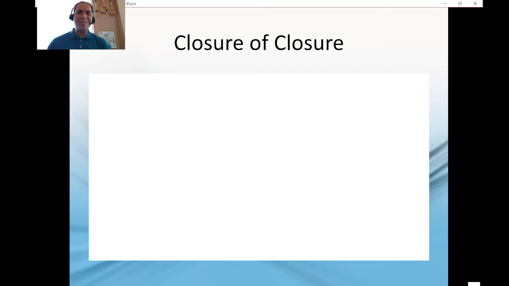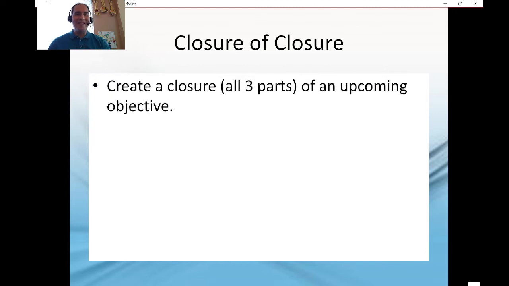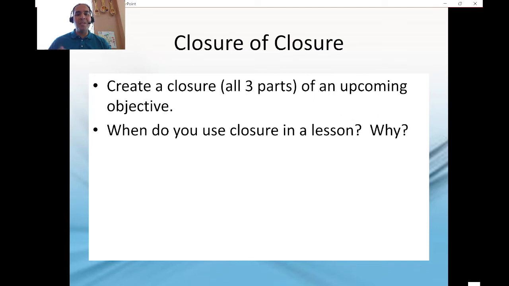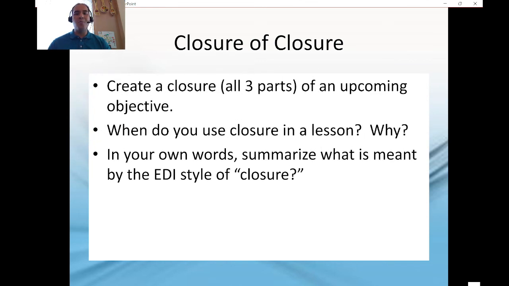Let's do a closure of closure. If I were to actually give you a closure on the lesson of closure that I just gave you, my questions would be along these lines. Create a closure, all three parts, for an upcoming objective. The skill would be, can you create closures? So this would be the skill closure. The concept closure would be, when do you use closure in a lesson? Why? Did you understand the purpose of closure and why we use it when we use it? That's the concept closure.